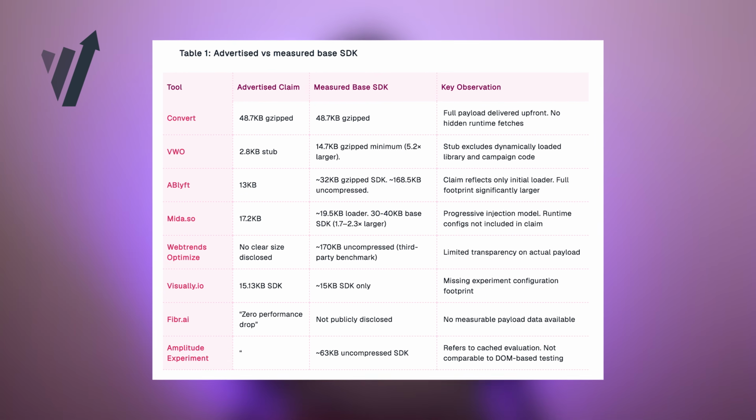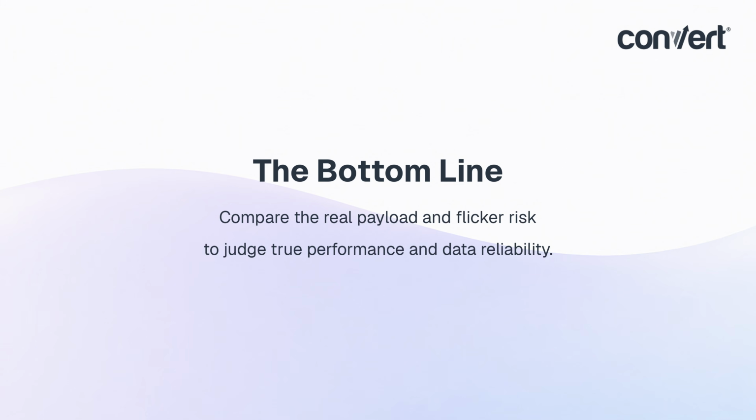1, reported snippet size rarely reflects the total payload. There's a visible gap between what many vendors claim and what actually runs, as you'll see in the 2 images on screen now. Smallest script size claims work because they're easy to understand and compare, but it doesn't tell you where execution begins. When you compare the actual payload and the risk of flicker, you'll assess the true performance and data reliability.